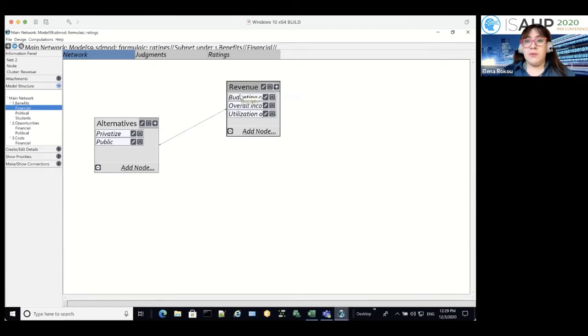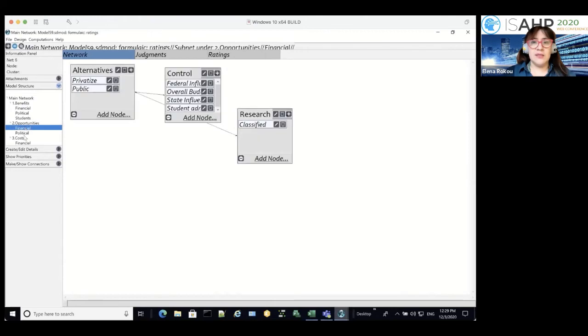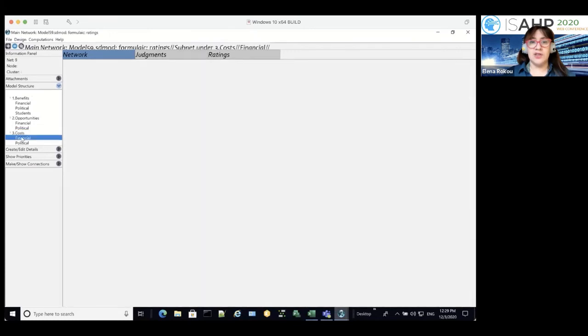For example, we see here that we have budgeting or overall income in the financial benefits of the alternatives and different ways of utilizing that budget. If we go and see the bottom levels, you will see that we have one network for each merit and for each control criterion.